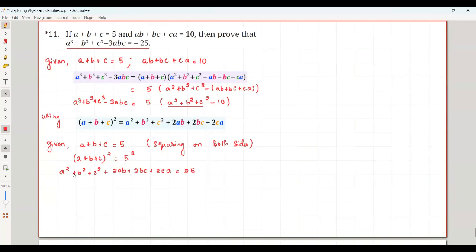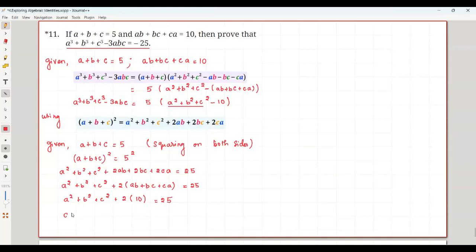So we have to find out only this value, a square plus b square plus c square. That alone will keep as it is, a square plus b square plus c square plus, here 2 is common, so we can just take 2 outside. Taking 2 outside, we get 2 into (ab plus bc plus ca) is equal to 25. Now again, a square plus b square plus c square plus 2 into, instead of ab plus bc plus ca, they have given the answer as 10, is equal to 25.